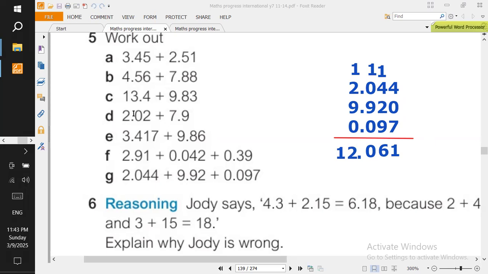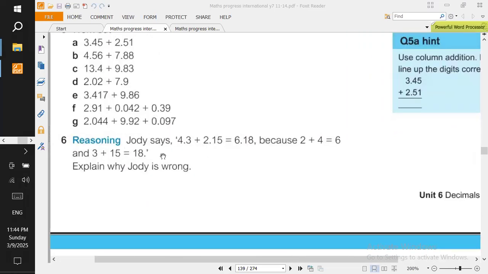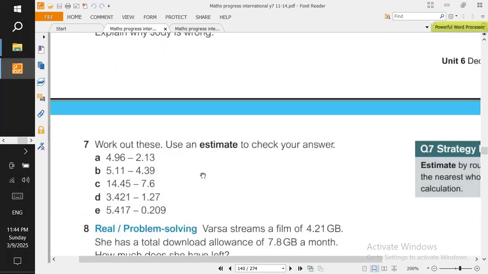And this is how you add decimal numbers. Now, these are direct questions. They will give you numbers and you add them. Sometimes they will give you questions like these. Check if this calculation is right or not. You just have to add or subtract to get the idea. Work out these, use an estimate to check your answer. Now, working out, you can subtract them, and then estimate means round this and round this. When you round this, this one will become 5, and this one will become 2. So 5 minus 2 will be 3. So you write 5 minus 2 equals 3. So the answer should be around 3.